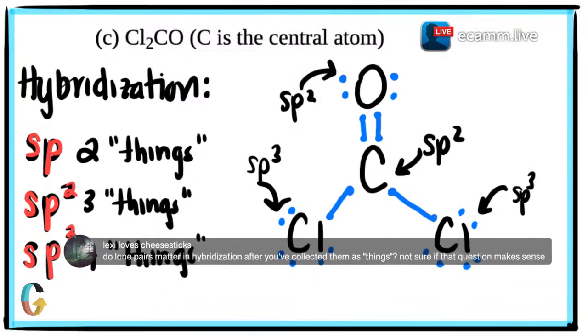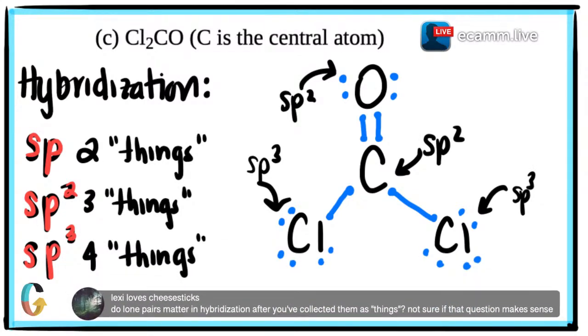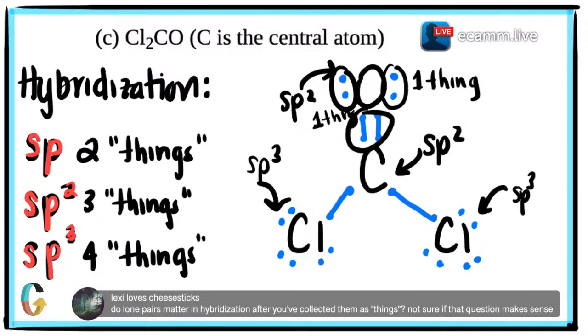Okay. Do lone pairs matter in hybridization after you collected them as things? Not sure if this question makes sense. Lone pairs do matter because it is classified as one thing. So you would only group the lone pair and call it one thing. So like for the oxygen, I would group this lone pair and say one thing. Here is another lone pair. That's also one thing. And then the double bond. That's another thing. Does that kind of make sense?